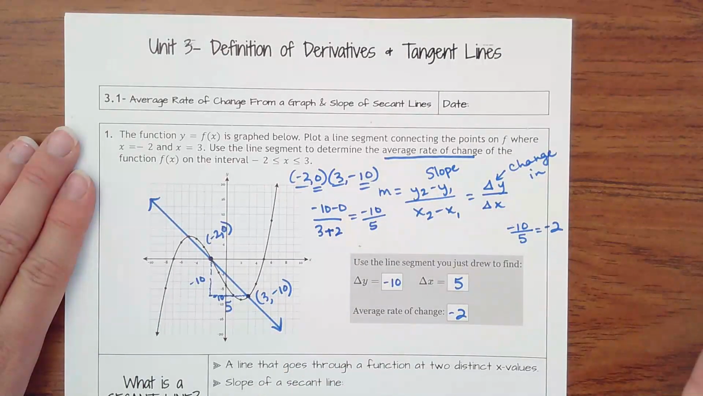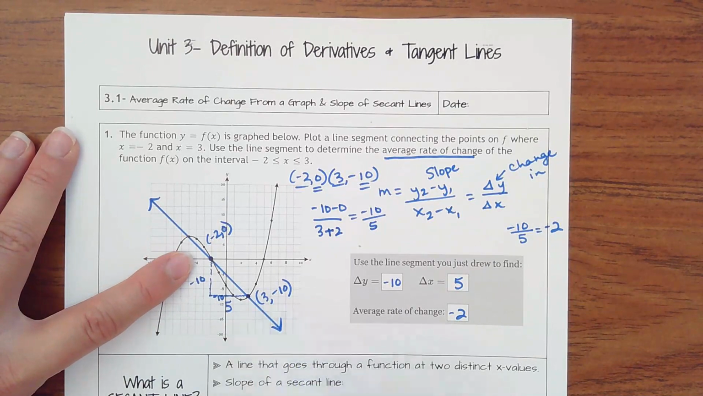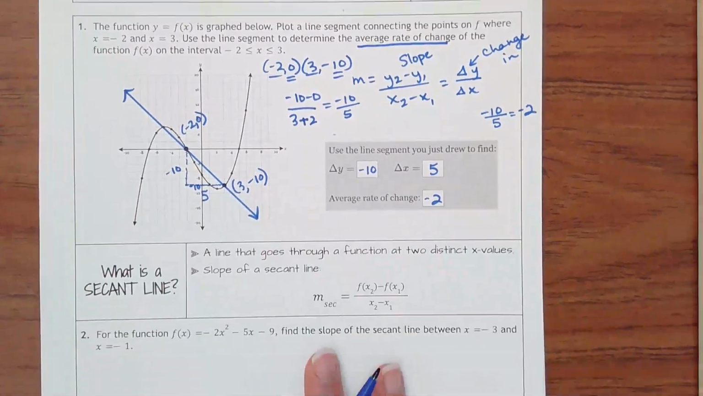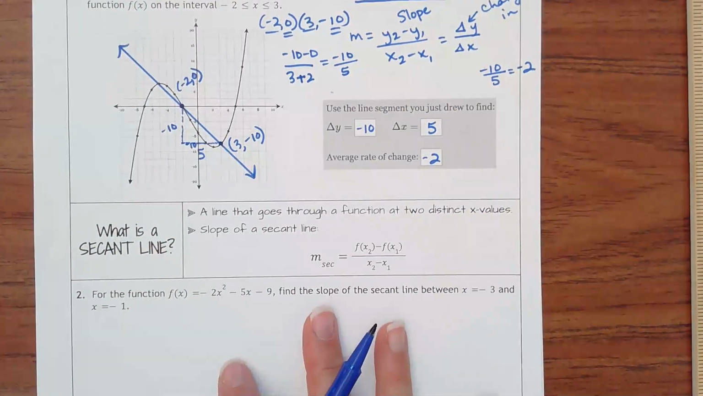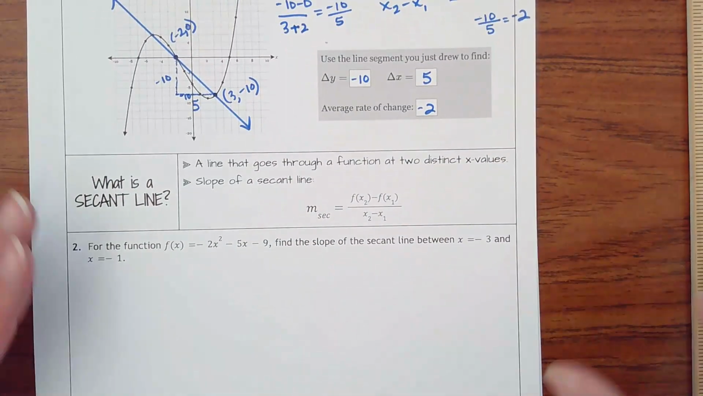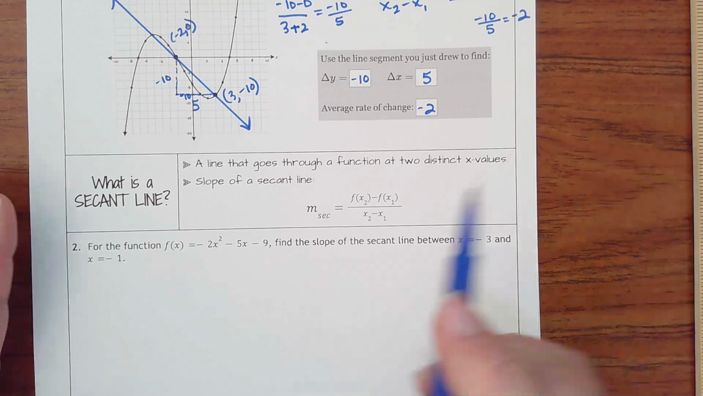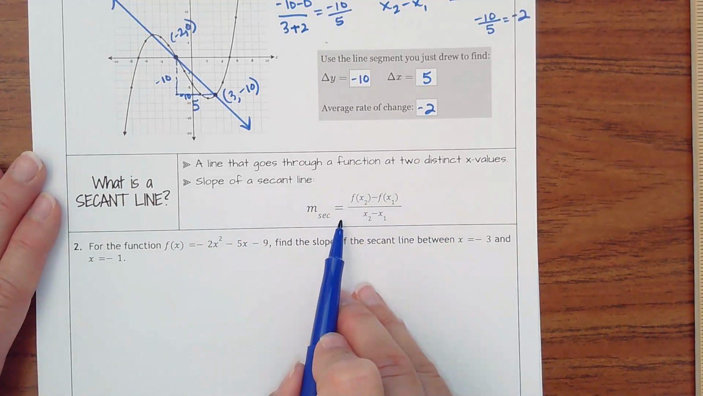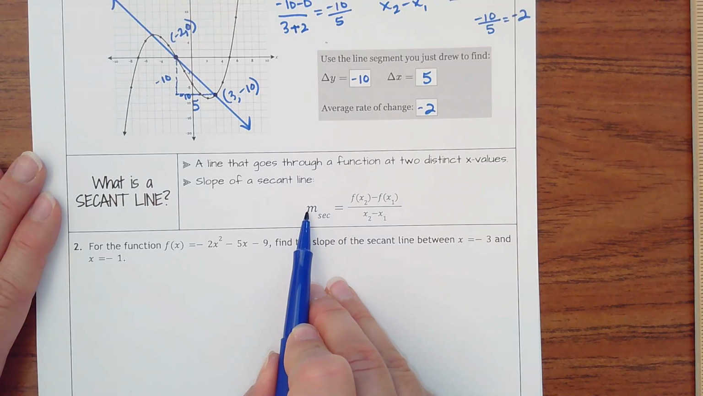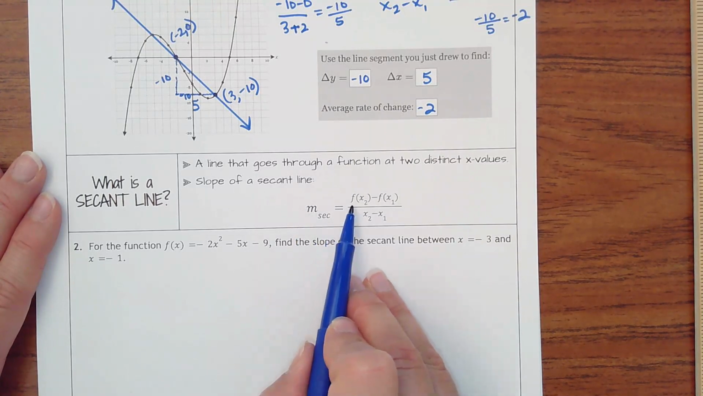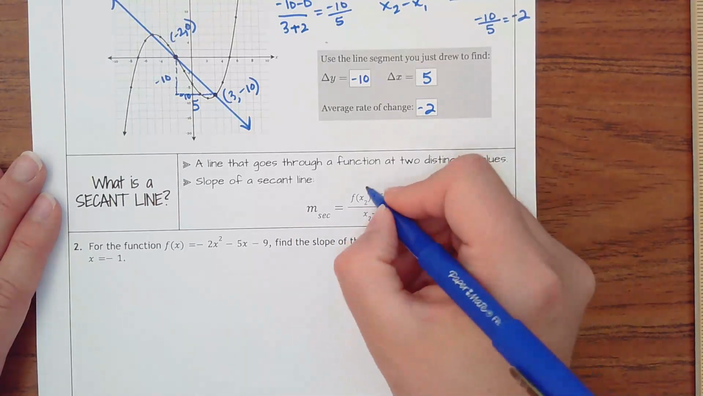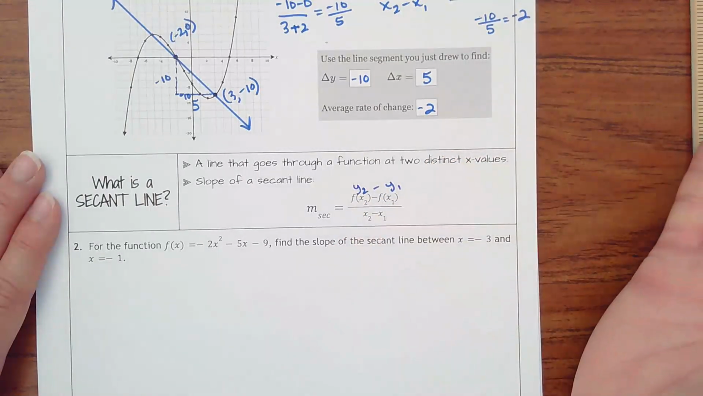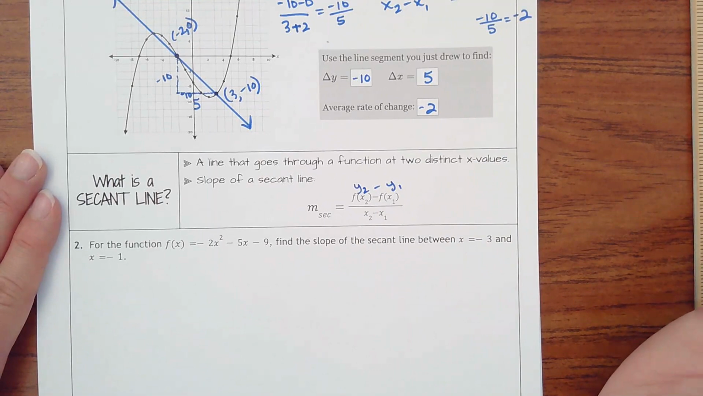That's all you're doing. So average rate of change, this is actually called a secant line, which we'll see in just a second. It touches the curve in 2 spots. It's not a perfect slope, but it's a good average or estimate of it. So a secant line is a line that goes through a function at 2 distinct x values. The slope of a secant line, m, is f of x2 minus f of x1 over x2 minus x1. This is like y2 minus y1, but it's f of x's, which is a fancy way of writing y.